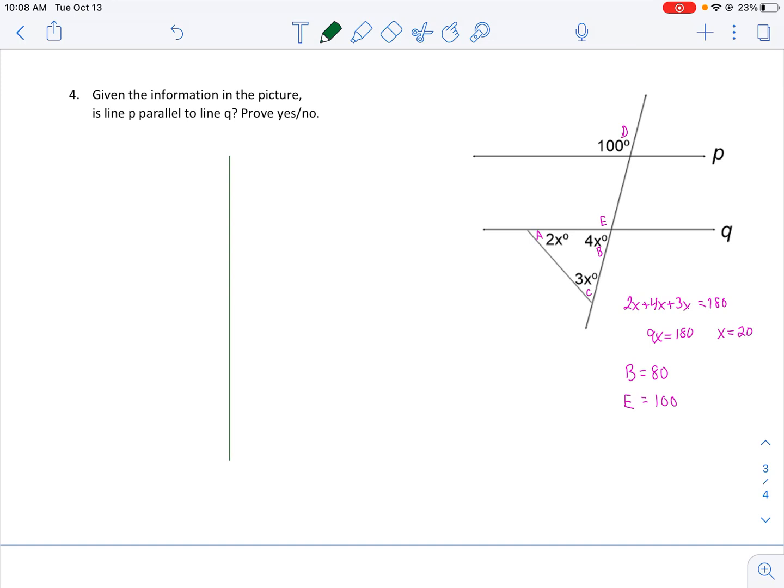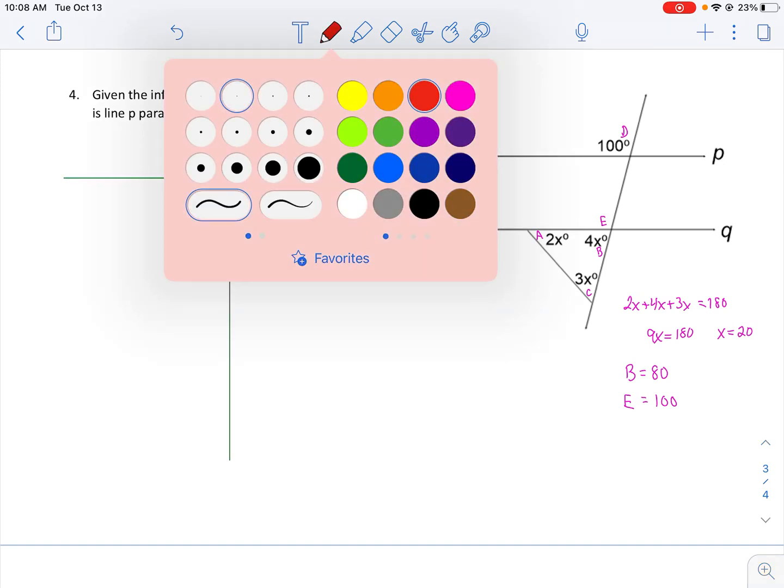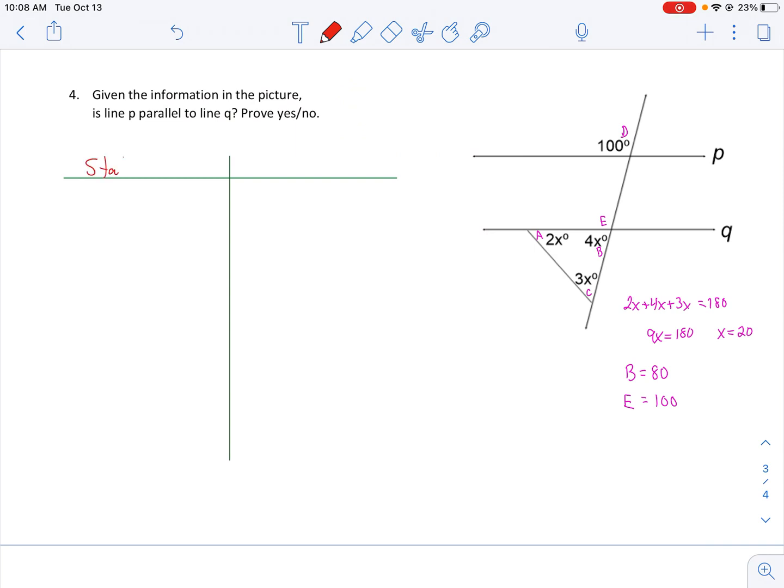Okay, so let's just put this in a more formal setting over here. Let's go Christmas colors. We've got statements and reasons. Statement 1, picture, given. All right, then what do we do first? We added the three angles. 2x plus 3x plus 4x equals 180. That's the triangle sum theorem.